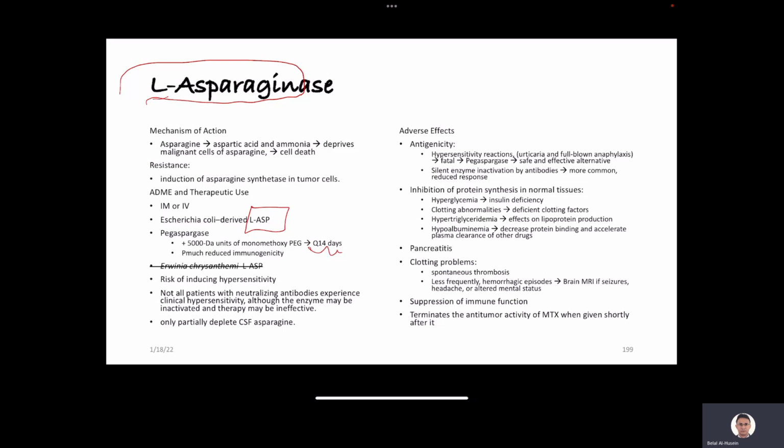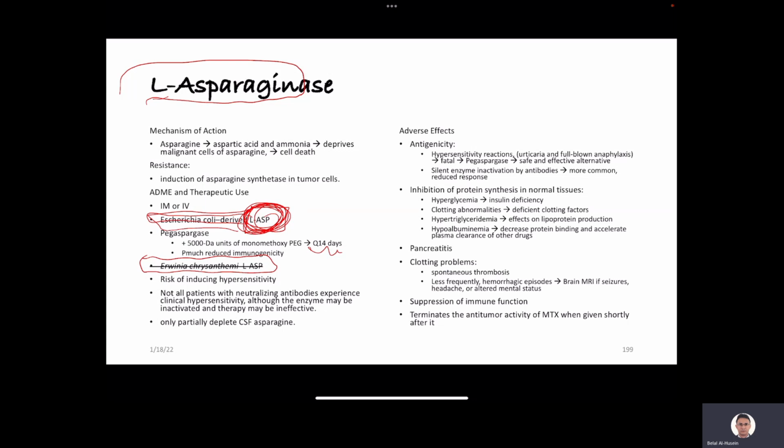Or you could use L-asparaginase extracted from bacteria, which is less toxic compared with the conventional L-asparaginase produced or derivatized from E. coli. So the L-asparaginase with reduced allergic reactions is called Erwinia chrysanthemi L-asparaginase. So this has less toxicity, but this is not mentioned in our textbook. So that's why I have a strike through the text.